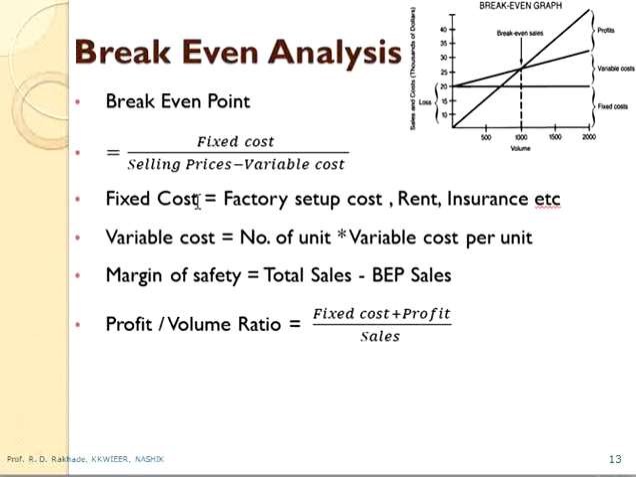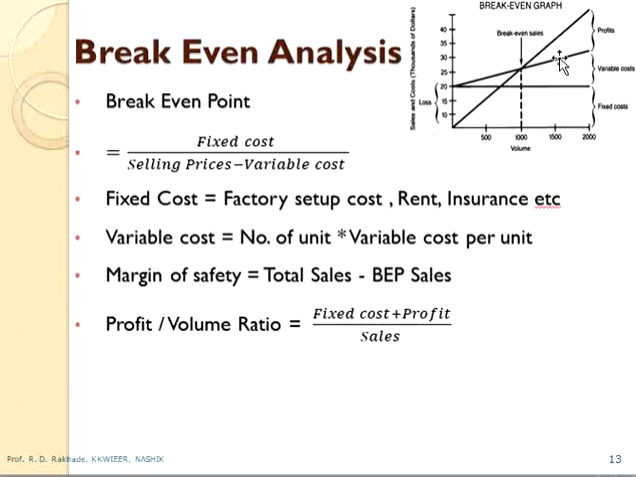So what is fixed cost? Fixed cost may be the cost required for factory setup, maybe rent or insurance, which does not depend upon production. If production increases or decreases, there is no effect on fixed cost. So this horizontal line represents fixed cost. Then variable cost is number of units into variable cost per unit. If production increases, variable cost also increases. It means that as the number of units increases, raw material, labor and other inputs required to increase production also increase, so variable cost also increases, and it always starts from the fixed cost line.